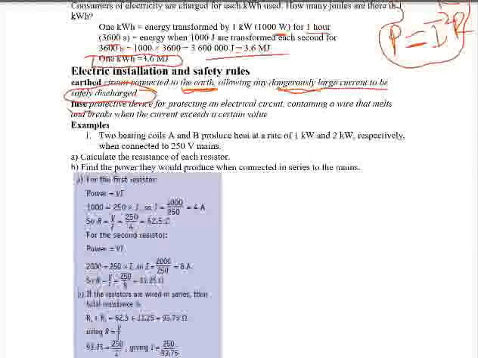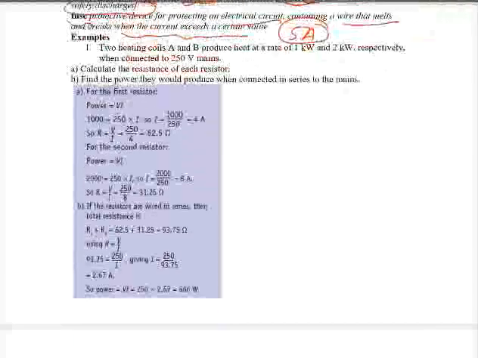The second one is the fuse. Fuses are protective devices for protecting an electrical circuit and contain what? A wire that melts and breaks when the current exceeds a certain value. For example, if the fuse is a 5 ampere fuse and the current is greater than 5 ampere, the fuse melts and breaks. That means it blocks the flow of current and our electronic material becomes safe. These are the two safety rules.